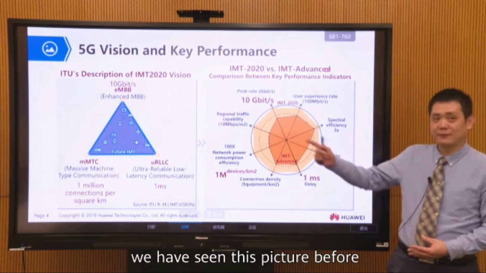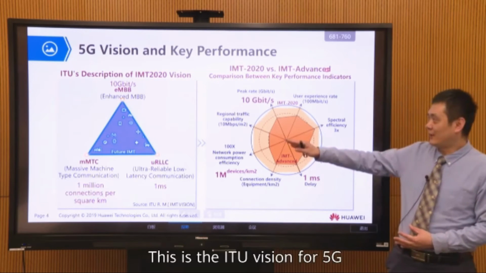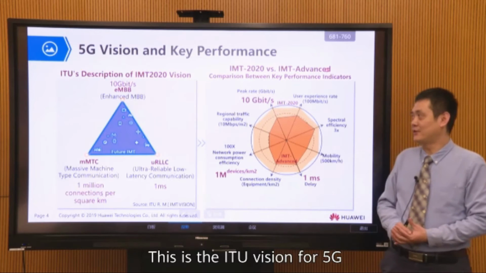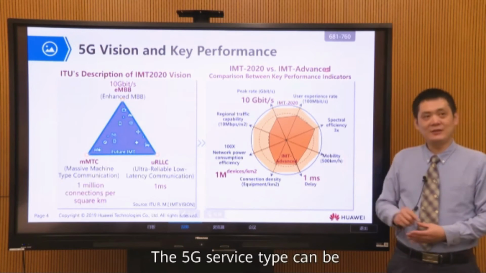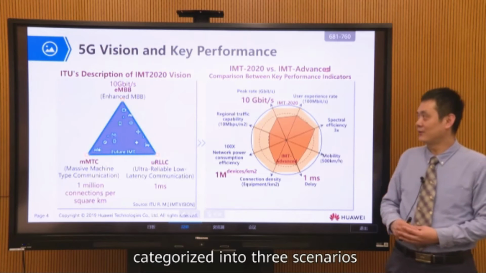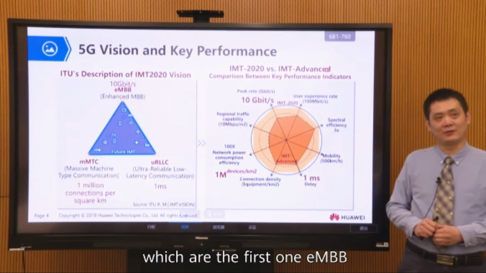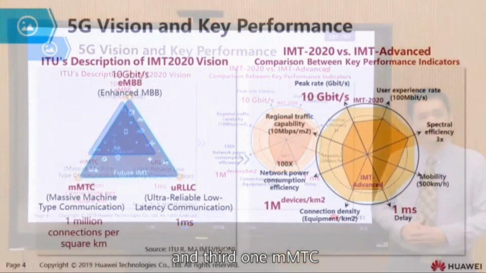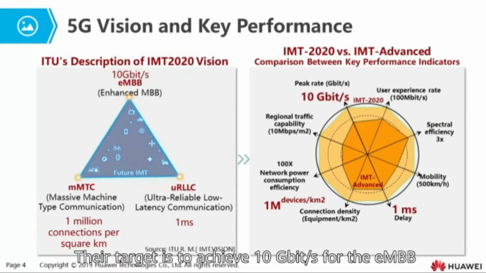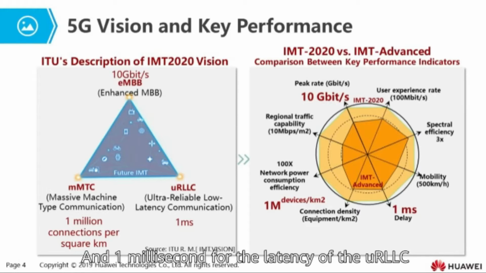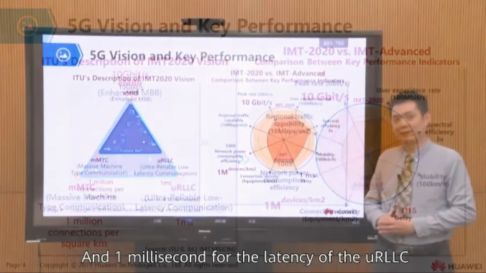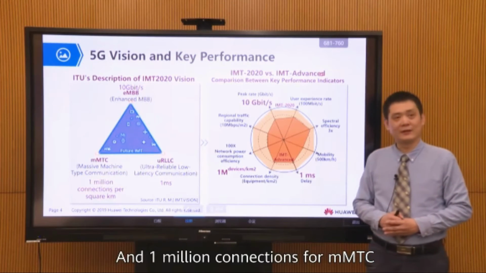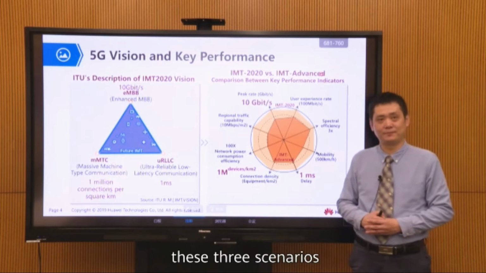We have seen this picture before. This is the ITU vision for 5G. The 5G service types can be categorized into three scenarios: the first one eMBB, the second one URLLC, and the third one mMTC. Their targets are to achieve 10 gigabits per second for eMBB, 1 millisecond latency for URLLC, and 1 million connections for mMTC.